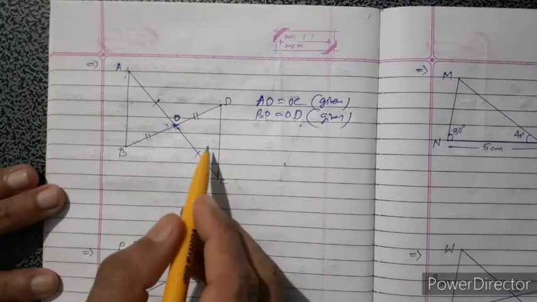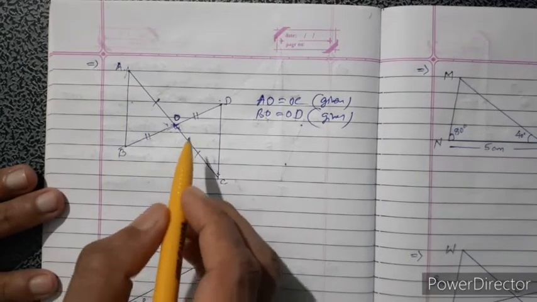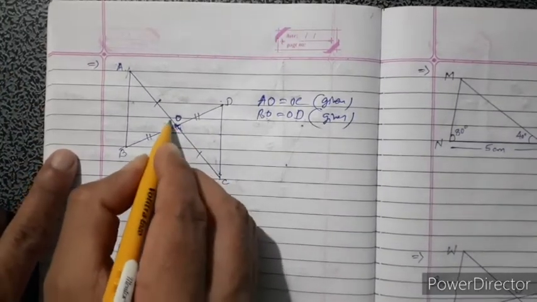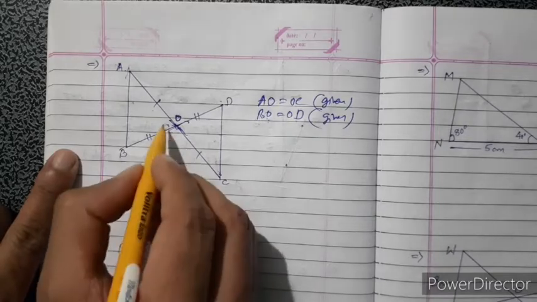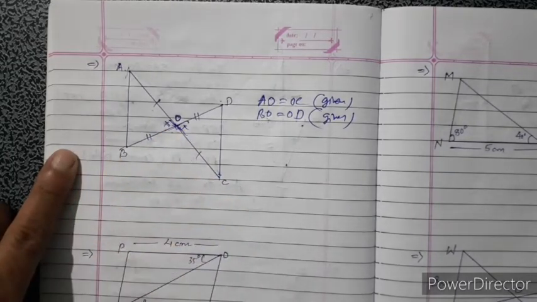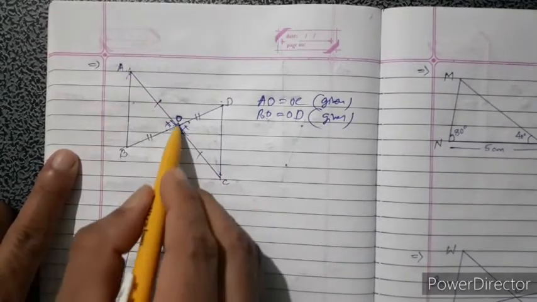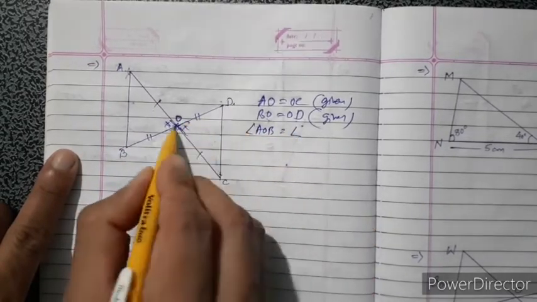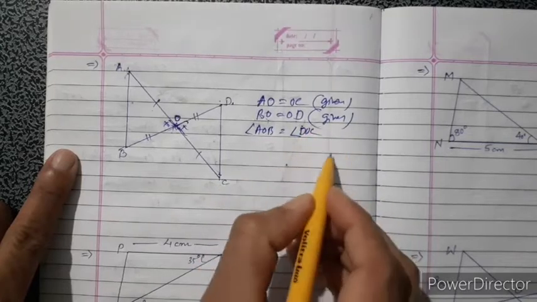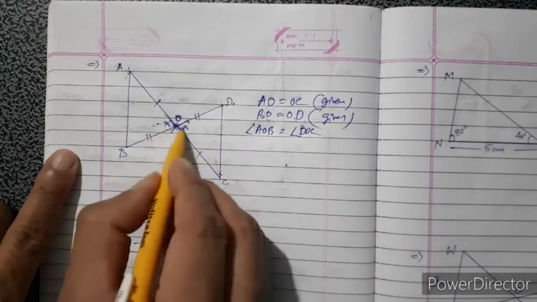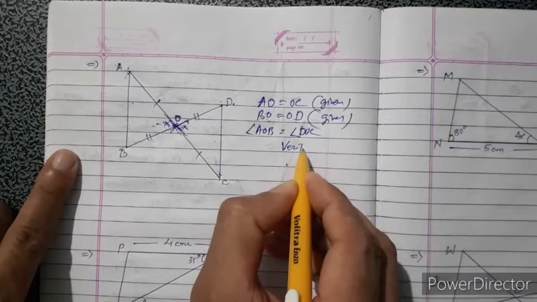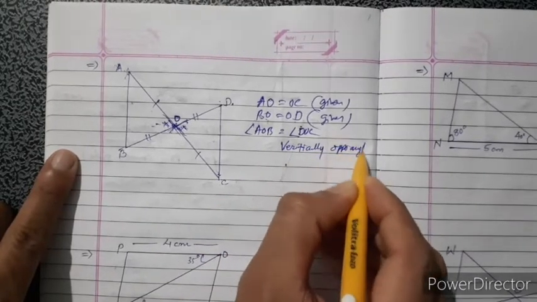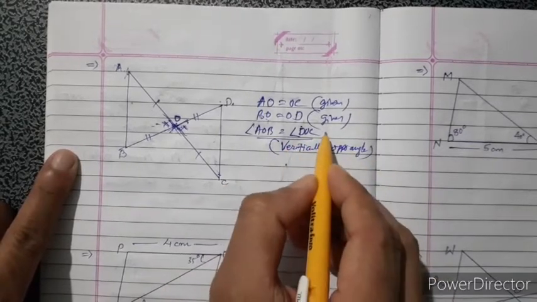Now check our angles property. Look here, when two intersecting lines are there, opposite angles are always equal. So angle AOB equals angle DOC. Why are they equal? Intersecting lines, opposite angles, so they are called vertically opposite angles. Okay, so they are equal, vertically opposite angles.